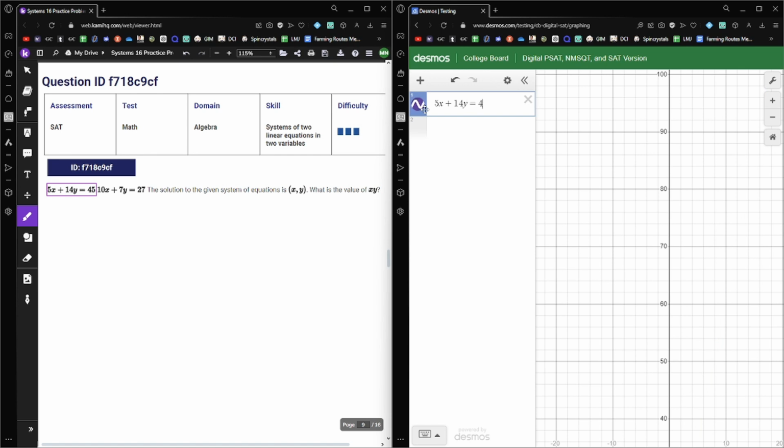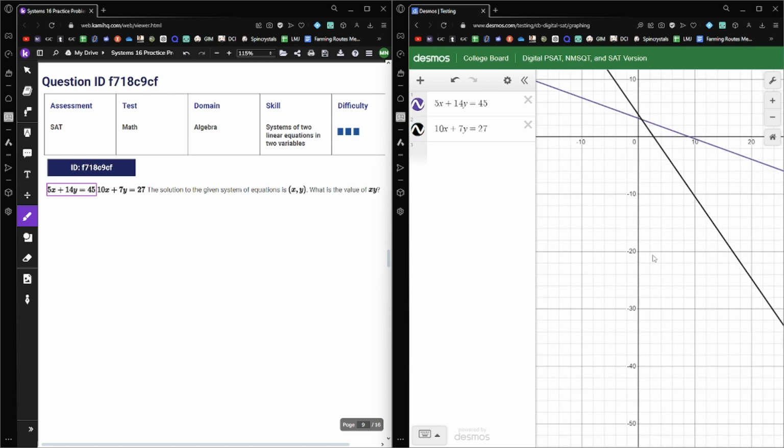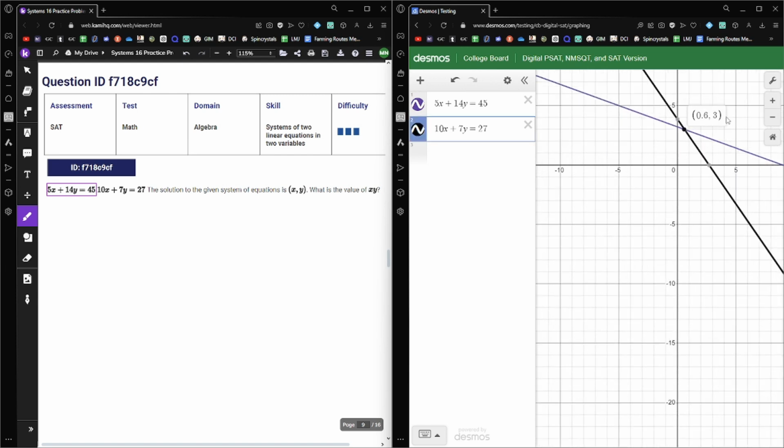5x plus 14y equals 45. And 10x plus 7y equals 27. Man, where am I at? Okay, hold on. Right here, we get 0.3, wait, what? 0.6 and 3. Then we're gonna multiply those two together, so 0.6 times 3 is 1.8. So xy, or x times y, is equal to 1.8. Oh, too easy, yeah, too easy.